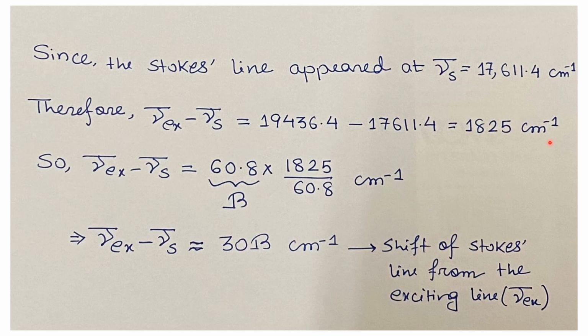If we want to represent this quantity in terms of B, the rotational constant of the system, then we will divide this quantity by 60.8 and multiply by 60.8. This 60.8 is B for our system, and the quantity 1825 by 60.8 will give roughly 30. So this quantity is roughly 30B centimeter inverse. This gives the shift of the Stokes line from the central line, or the exciting line, nu Ex bar.